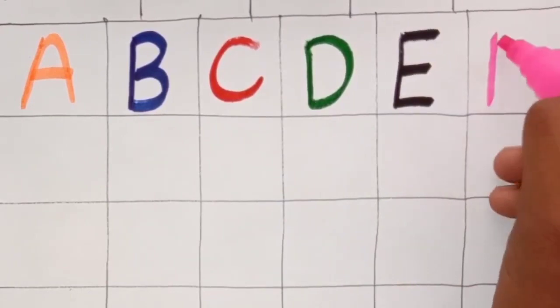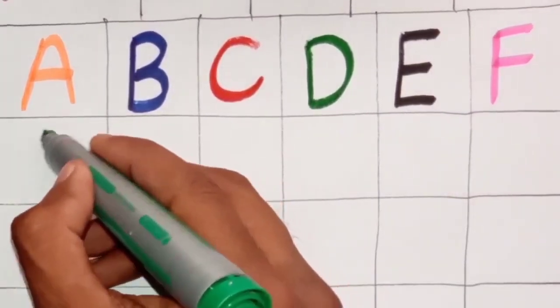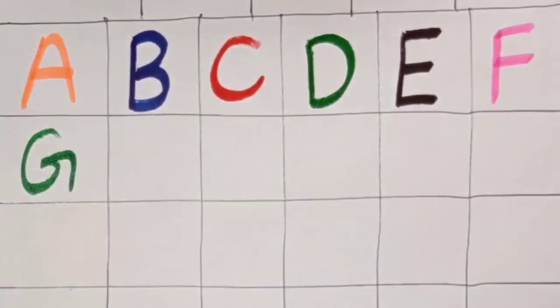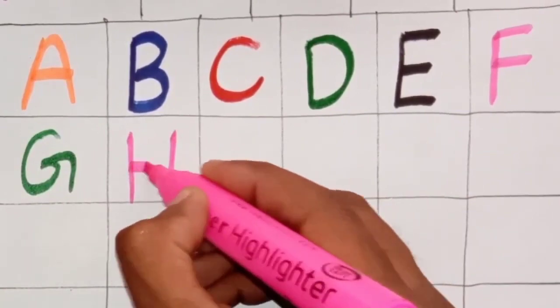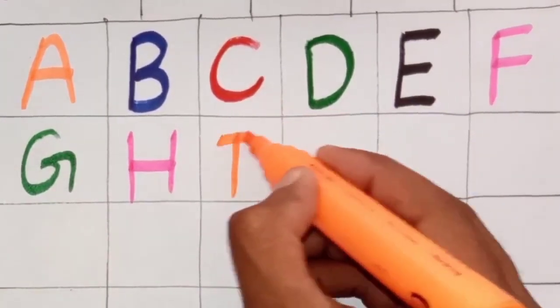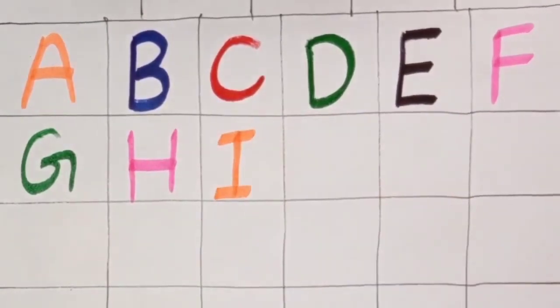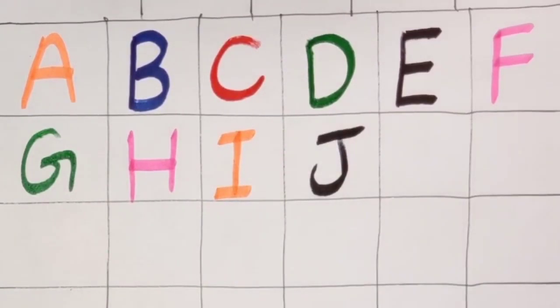Pink color F. F for fish. Green color G. G for grapes. Pink color H. H for hen. Orange color I. I for ink. Black color J. J for jug.